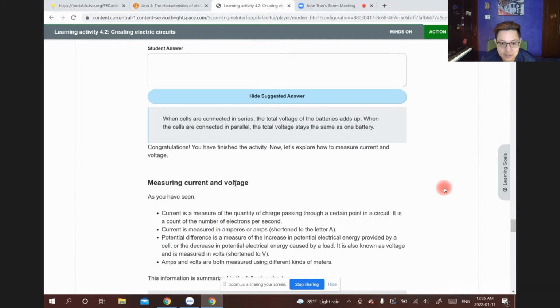So amps and volts are measured with different kinds of meters. You have an ammeter and you also have a voltmeter too. These are the names of the devices.